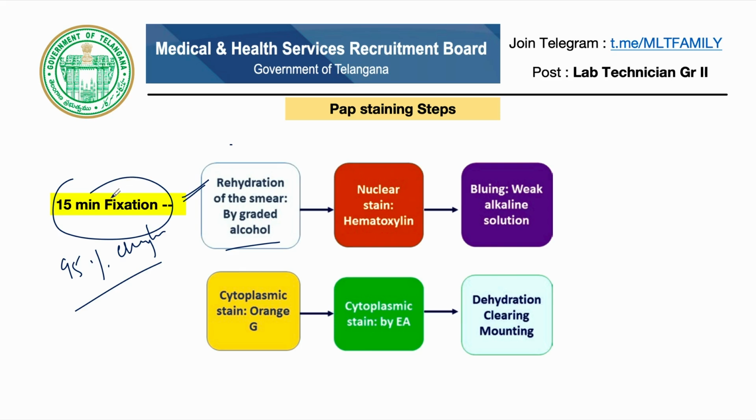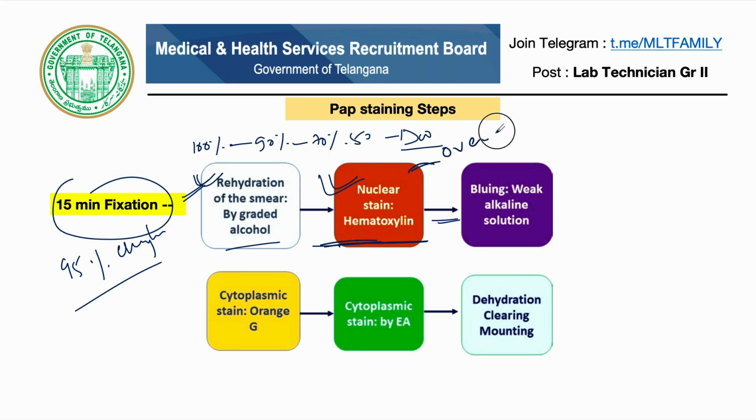The rehydration of the smear basically means we are using decreasing grades of alcohol: we go from 100% to 90%, then 70, then 50, and then to distilled water. So the tissue is rehydrated. It has water content, which will favor the water-based dyes. The nuclear stain is done by hematoxylin dye, Harris hematoxylin. After we put it into the hematoxylin, it gets overstained. Now we dip it into acid alcohol.